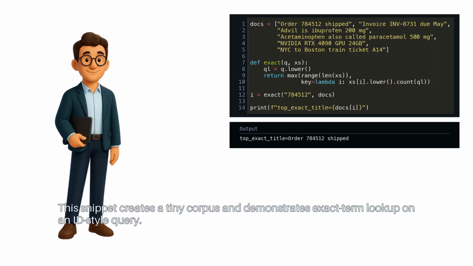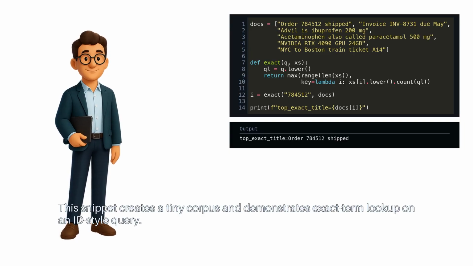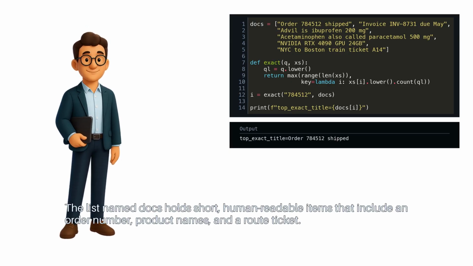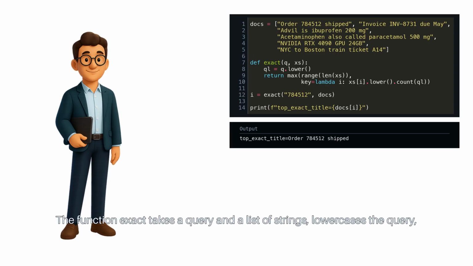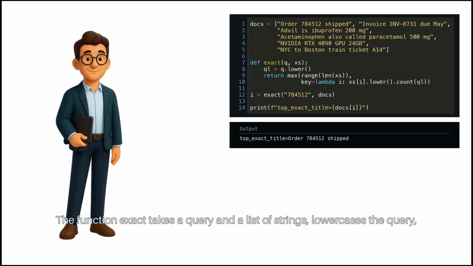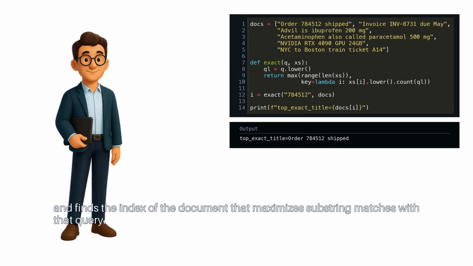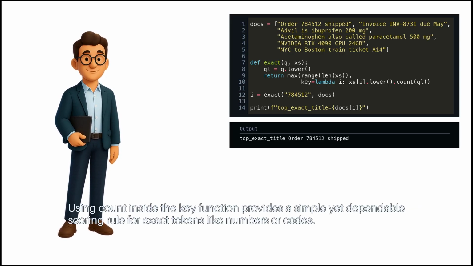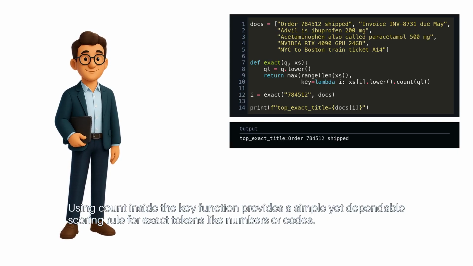This snippet creates a tiny corpus and demonstrates exact term lookup on an ID-style query. The list named docs holds short human-readable items that include an order number, product names, and a route ticket. The function exact takes a query and a list of strings, lowercases the query, and finds the index of the document that maximizes substring matches with that query. Using count inside the key function provides a simple yet dependable scoring rule for exact tokens, like numbers or codes.